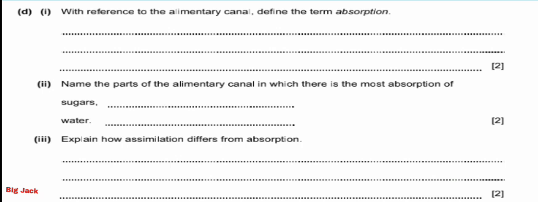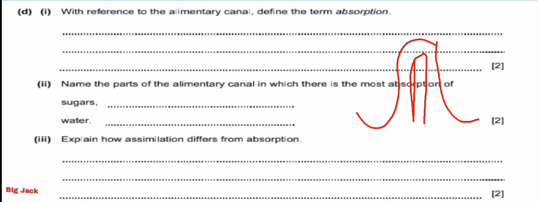Now, why are we saying the small intestine? Because the walls of the small intestine have what we call the microvilli. These microvilli look something like this. They have the central part, which we are going to call the lacteal, and also they have the blood capillaries. So you can just draw it roughly like this. They have also the blood capillaries.